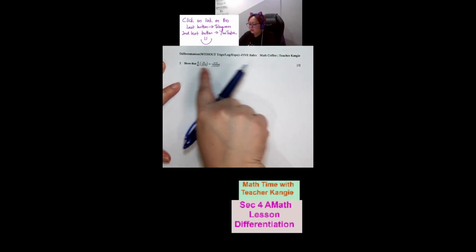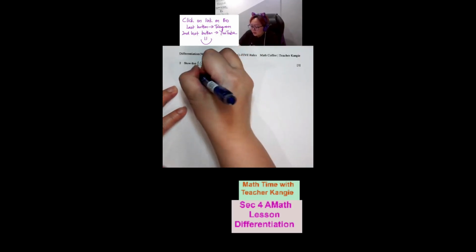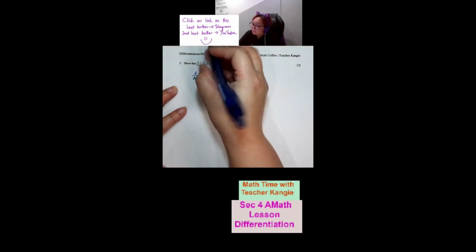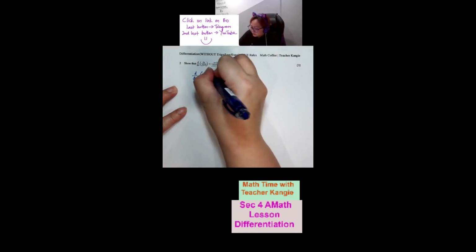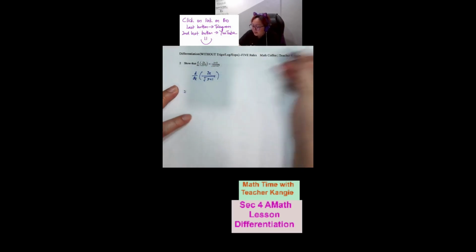Okay, so now this one is a quotient rule. So now I want to differentiate 2x over square root of x plus 1. See here, this one you will have to use the quotient rule. Look, the numerator has x, the denominator also has x. So we're going to apply the quotient rule.